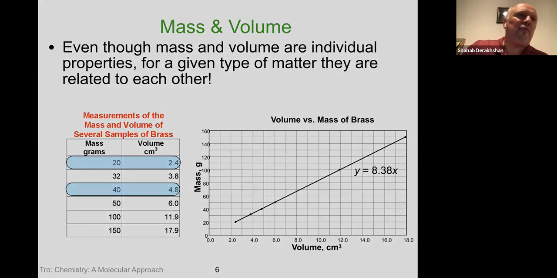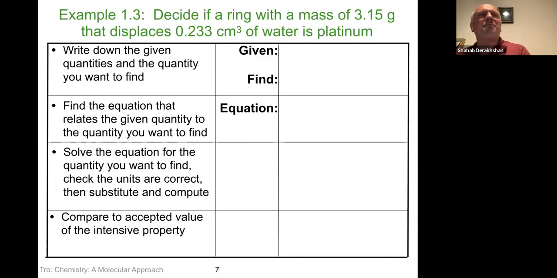Here I have an example for solving a problem. We have an object which weighs 3.15 grams, and it displaces water by 0.233 cubic centimeter. The idea is that it's an irregular shape. It looks like this, for example. So it's not easy to calculate the volume. You need to measure the volume.